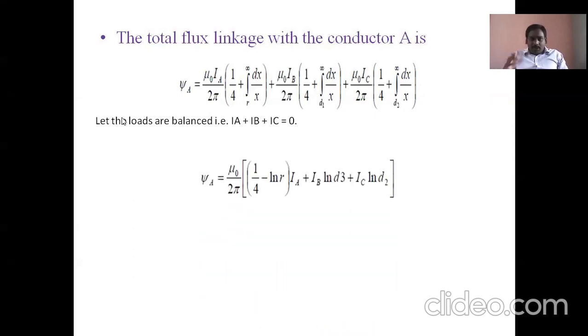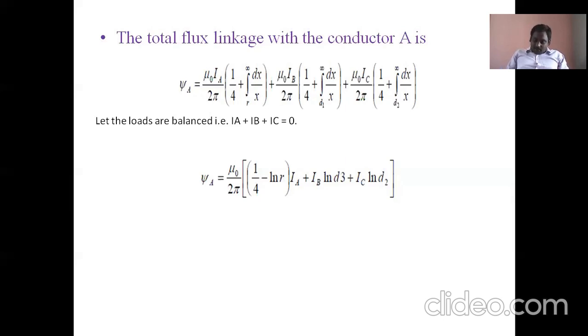So then, taking further simplification, see here in equation 4, mu naught Ia by 2 pi [1 by 4 plus the integral from R to infinity of dx by x, that means 1 by x dx, that means log x from R to infinity], plus mu naught Ib divided by 2 pi [1 by 4 plus the integral from d1 to infinity of 1 by x dx, means log x, limits are d1 to infinity], and plus mu naught Ic by 2 pi [1 by 4 plus the integral of 1 by x dx, limits are d2 to infinity, then log x from d2 to infinity].